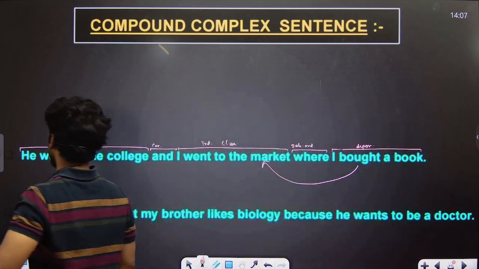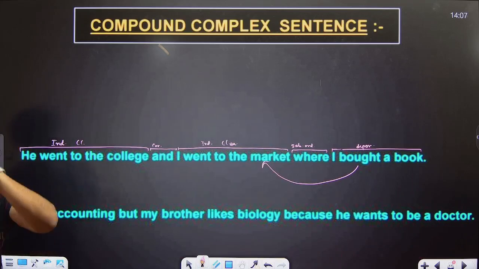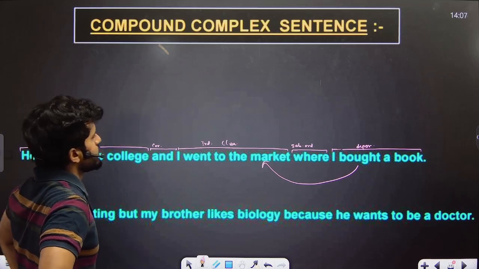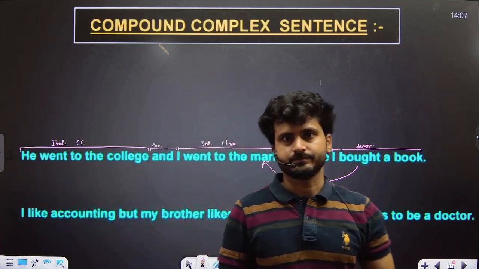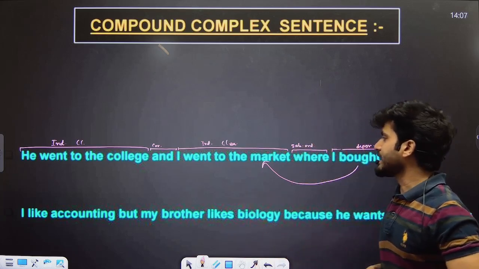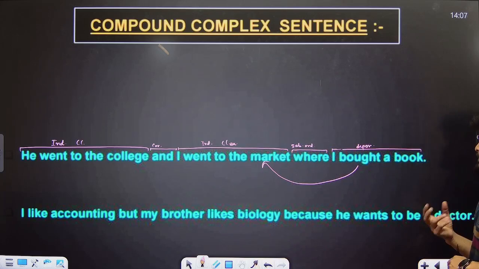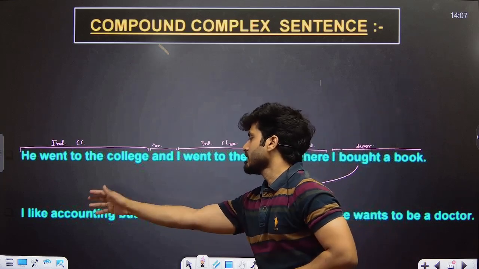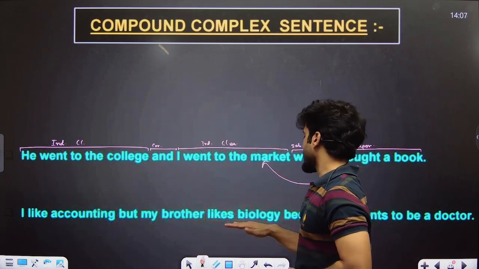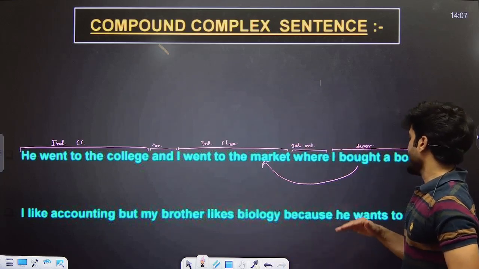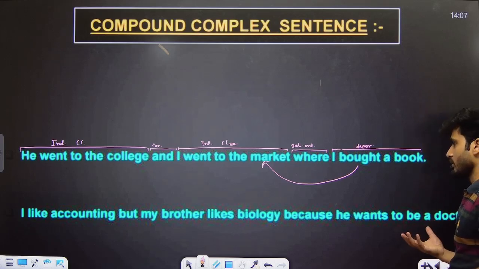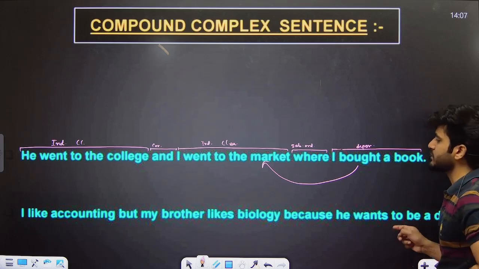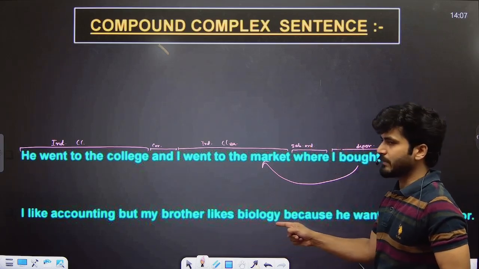So what you are observing? Whenever you come across sentences where you are getting two independent clauses and one or more dependent clauses, you will be having your compound complex sentence. Got it? In the last part also, I like accounting, but my brother likes biology, because he wants to be a doctor. So here also, I like accounting. This is your independent. My brother likes biology. This is also independent. Because he wants to be a doctor, not giving the complete sense. For its complete sense, you need the previous one. My brother likes biology. Got it?